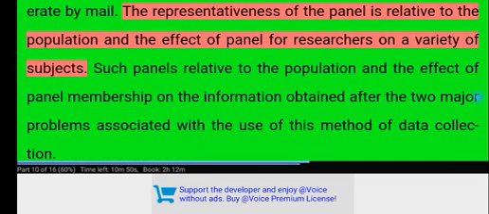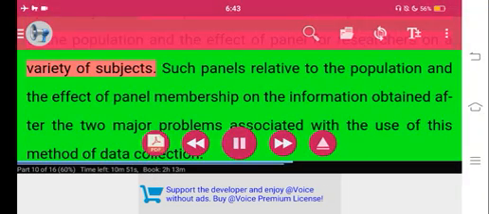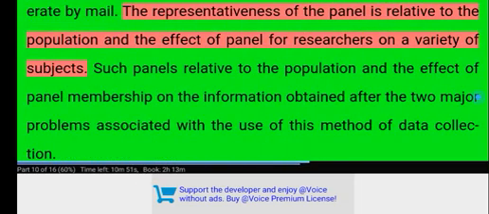The representativeness of the panel relative to the population and the effect of panel membership on the information obtained are the two major problems associated with the use of this method of data collection.